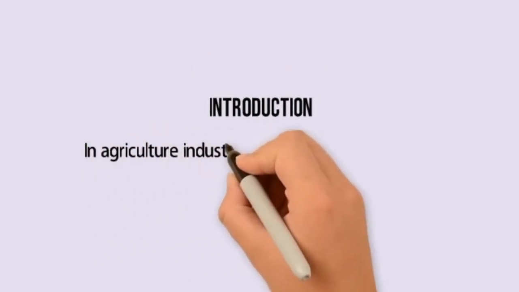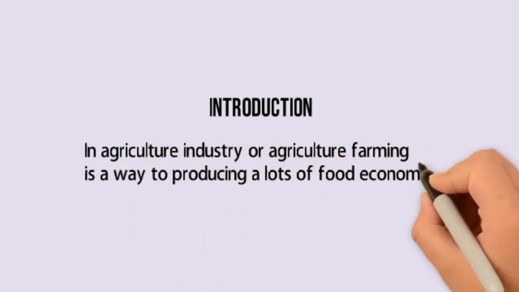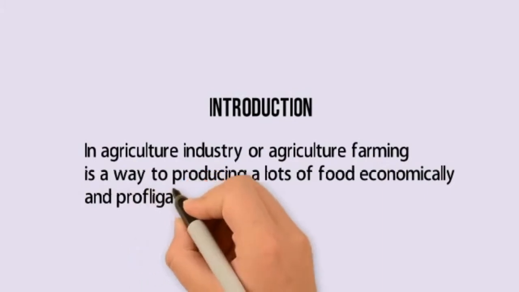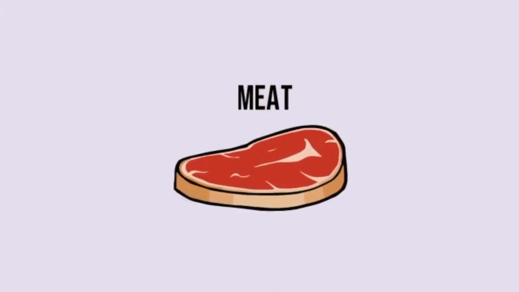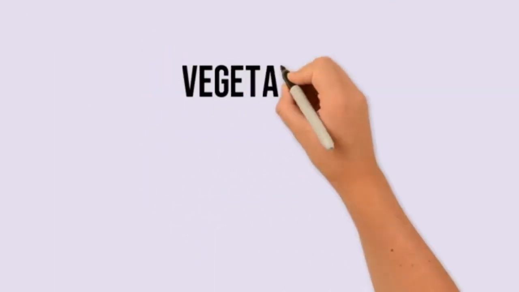Agriculture industry or agriculture farming is a way of producing a lot of food economically and profligate, such as meat, eggs, and vegetable.